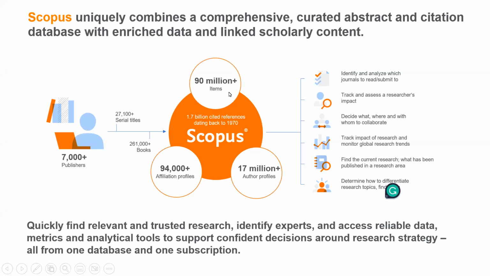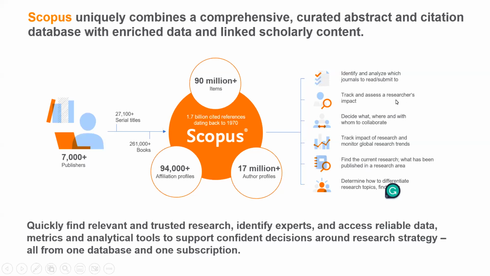What is important is that each of these items is linked to an affiliation profile. So who wrote the article, in terms of the author profile, and then also which institution that author is with, right? So every publication is mapped to the affiliation and to the author who contributed to that publication, right?